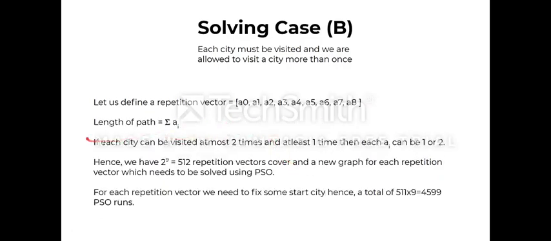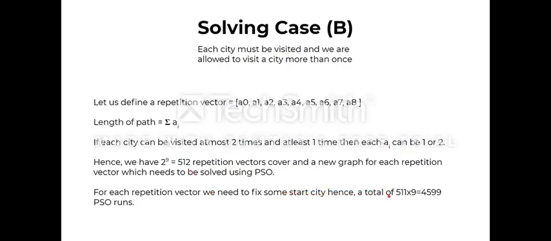Now, in the new graph, the length of the path would be the summation of these A_i. This is also equal to the total number of cities in the new graph. If we can visit each city at least 1 time and at most 2 times, then each of the A_i can take the value 1 or 2. Hence, we can have 2 to the power 9, or 512, repetition vectors, which covers all the ways of visiting any city, either once or twice. And we need to make a new graph for each repetition vector and run PSO on that. From these 512 repetition vectors, I have removed one vector, which is A_i equal to 1 for all i, because it is identical to case A. Hence, we have 511 repetition vectors.